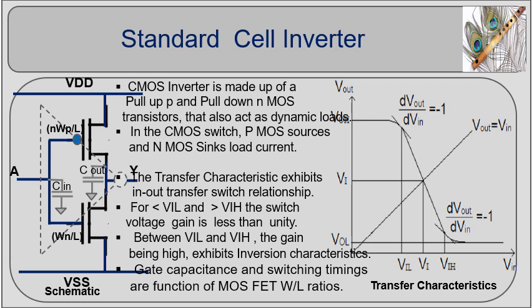When input VIN is less than VIL, the output Vout is greater than or equal to VOH. When input VIN is greater than VIH, the output Vout is less than or equal to VOL. For input lying between VIL and VIH, the output transition lies between VOH and VOL. N and PMOS device size, that is, W by L ratio, determines the VTH, the inverter switching threshold voltage.